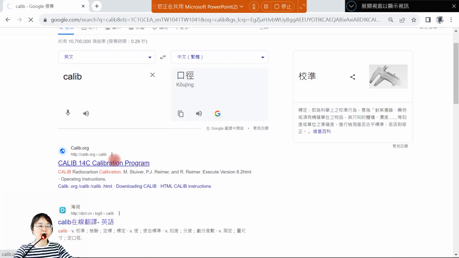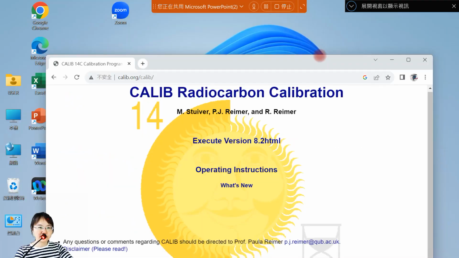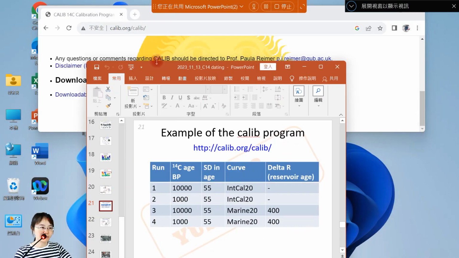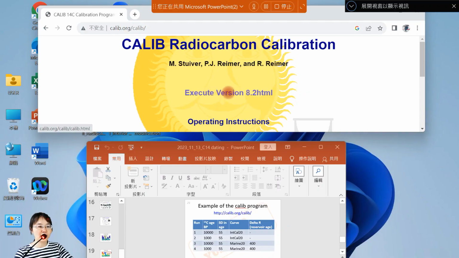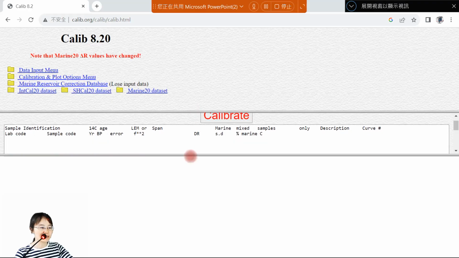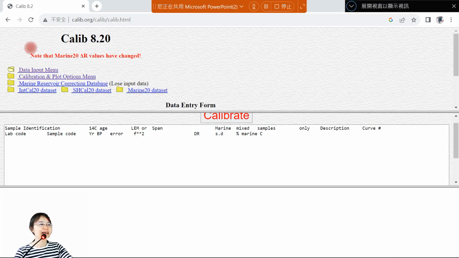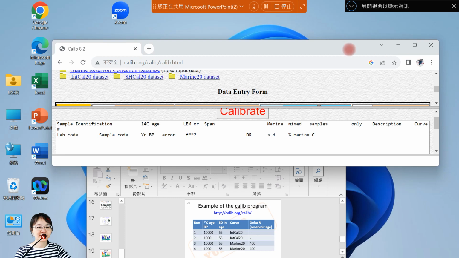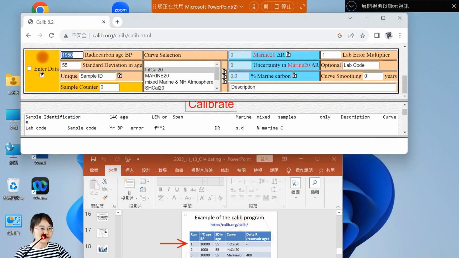The Calib C14 calibration program. You can execute it online. I really hate its interface. You enter the data input menu. This is the place you can play around. We want to enter 10,000 radiocarbon age before present. Standard deviation in age is 55. This can be neglected. This is International Calibration Curve 20.